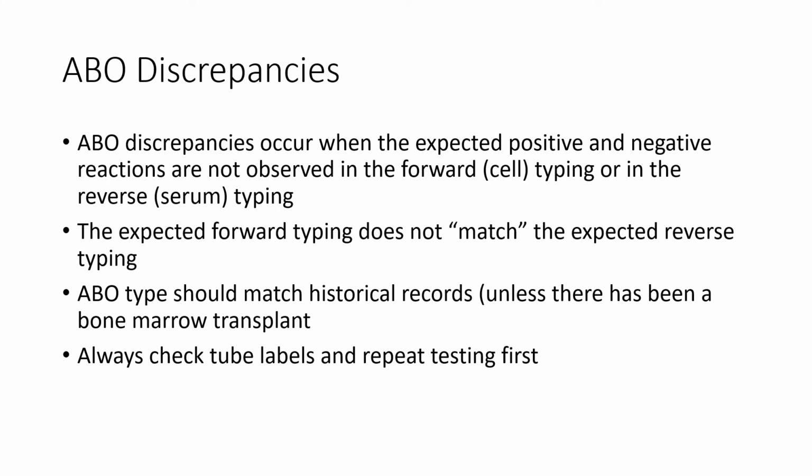An ABO discrepancy occurs when the expected positive and negative reactions are not observed in the forward typing or in the reverse typing. For example, the expected forward typing does not match the expected reverse type. A discrepancy also occurs if the ABO type does not match the historical record of the patient's type, unless there is a record of the patient receiving a marrow transplant of a different blood type. The first thing you would check is the labels on the red cells and plasma, and then you would repeat the test, as long as you have the proper samples in the first place.